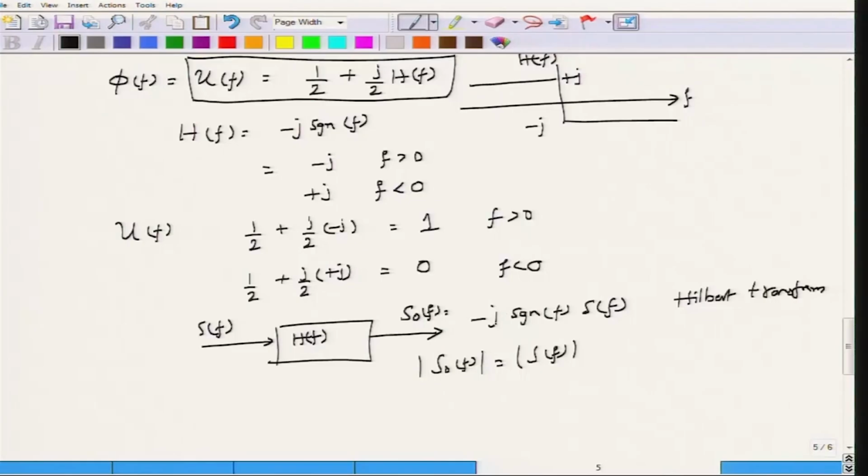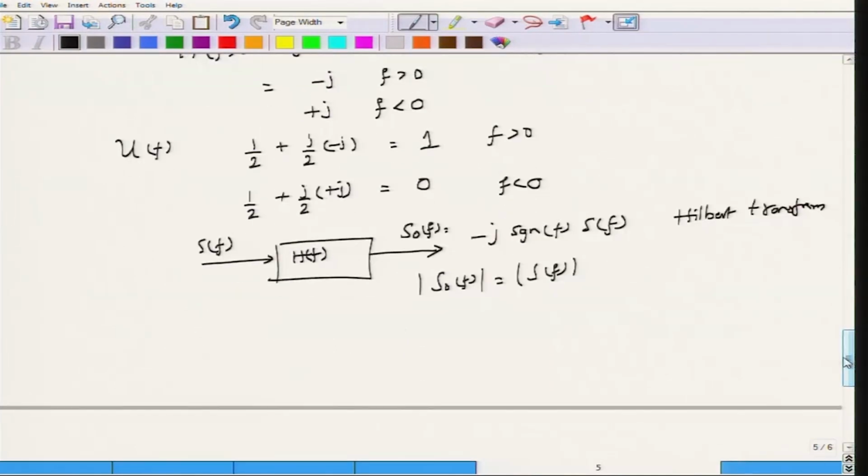The magnitude of minus j will be equal to 1, and the sign function's magnitude will always be equal to 1. So, the magnitude of the output of this filter is equal to the magnitude of the input. But look at what happens to the phase of S0 of f. The phase will be changed because you have a minus j here. Minus j is equivalent to e to the power minus j pi by 2, and the sign function will be positive when S of f is positive, and negative when S of f is negative. This would be added to the phase of S of f. So, the total phase will actually be the phase of S of f minus pi by 2.